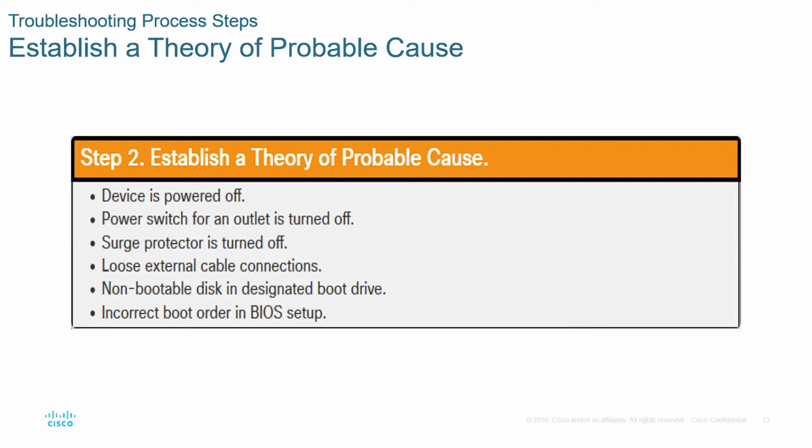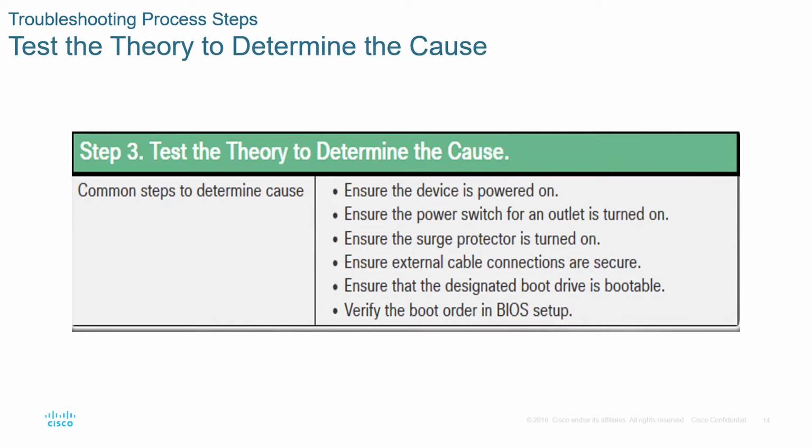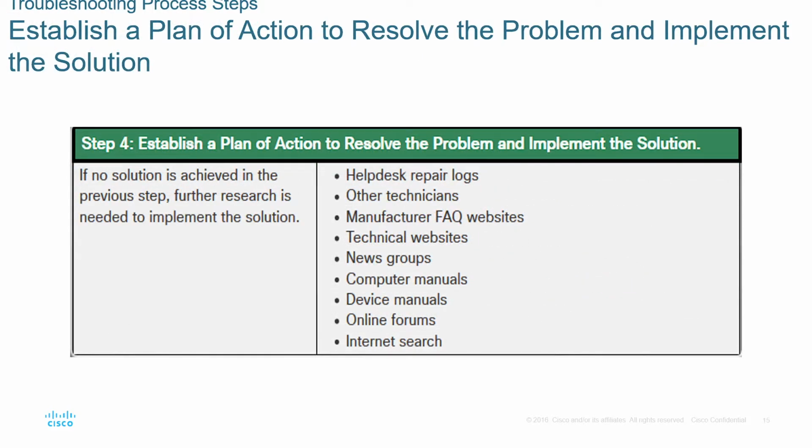And after you do this, establish this theory of probable cause, you move on to step number 3 of the troubleshooting process. In step number 3, you do the test for the theory to determine the cause. Okay, there are some common steps to determine the cause, and they are: ensure the device is powered on, ensure the power switch for an outlet is turned on. So here you determine that everything that was supposed to be on are actually on, and you check that the cables are correctly secured, and you check that the designated boot drive is correctly selected. Then you move on to step number 4.